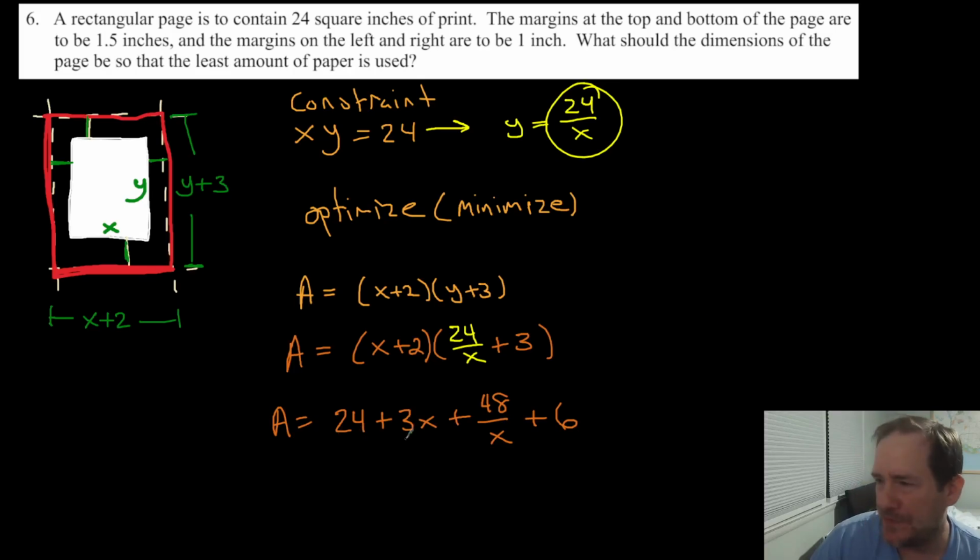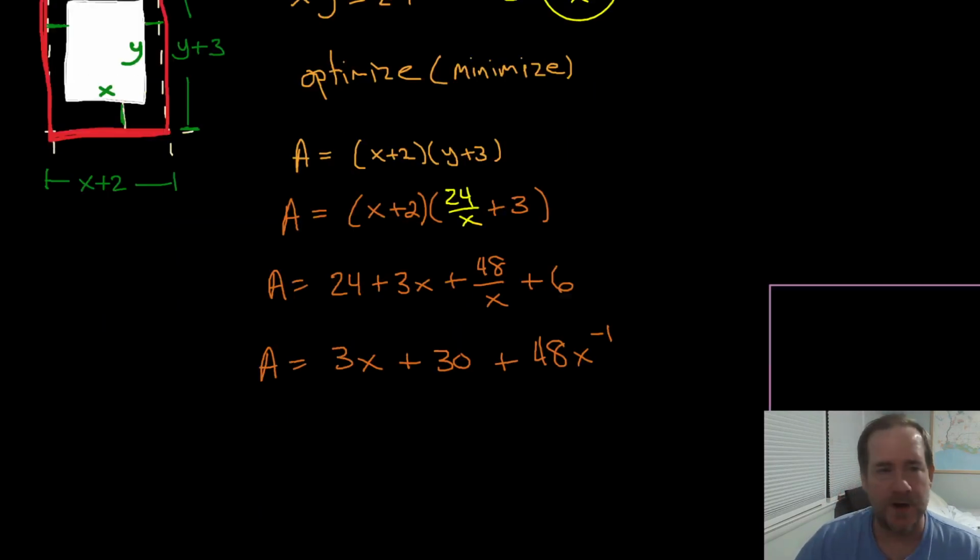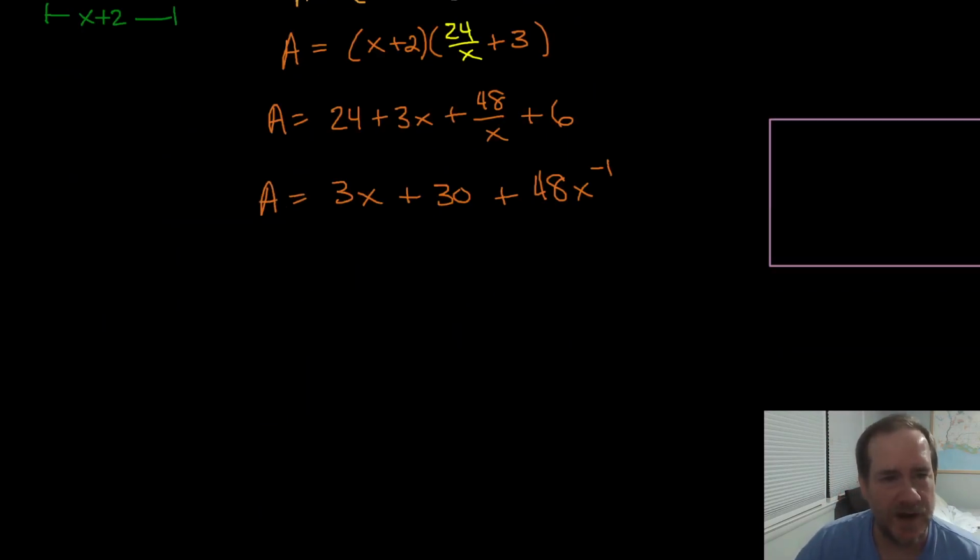And this is still not great. The 24 and the 6 can be combined. If we're going to go in descending order, then of course the 3x comes first. Then the 30 goes in the middle. And this guy actually comes last, because this guy is technically a 48 times x to the negative 1. So that negative 1 power is less than no x's. So this is technically descending order. But this is also the form I'd want it in, and I can now take my derivative.